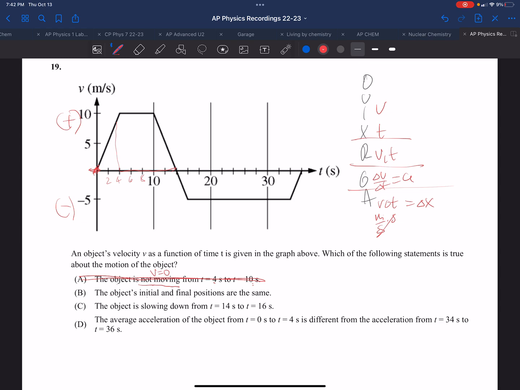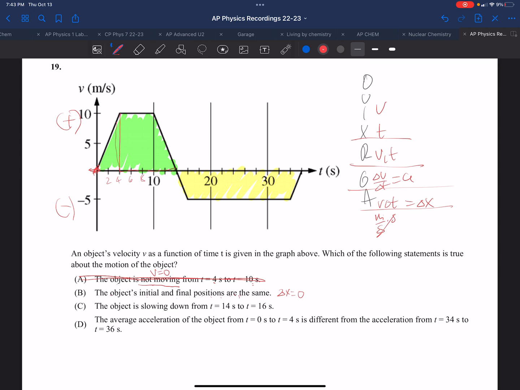Initial and final positions are the same. That would mean that delta x must equal 0. And delta x is the area. So let's see, does the positive area here equal the negative area here? Now that might be possible. Let's see what we have here. Let's break it up and figure it out.